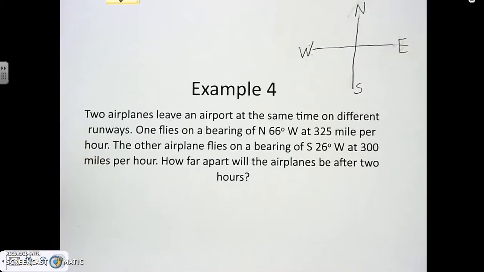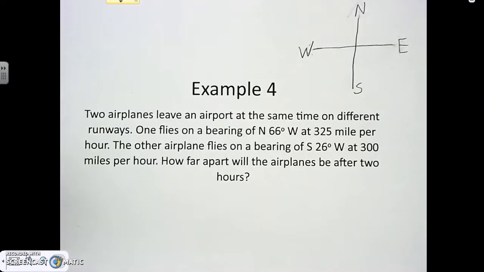Alright, so here's the last example, example 4. And here's another type of example they could throw at you. But again, the biggest part is looking at the bearings and directions and everything. Make sure you understand those. So again, go ahead and stop the video. Go ahead and write this down. Write everything down. And then come back.